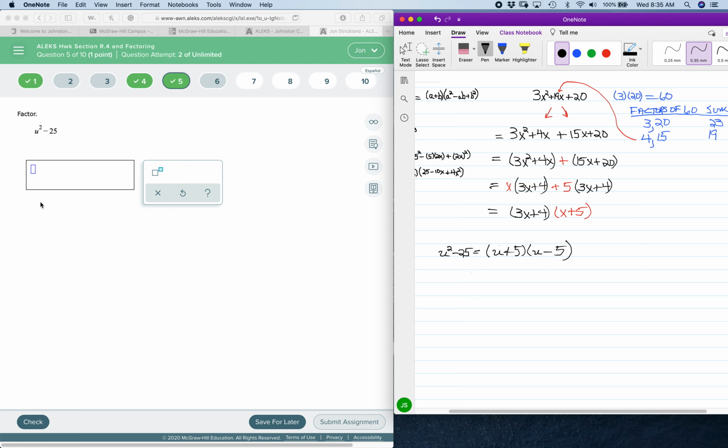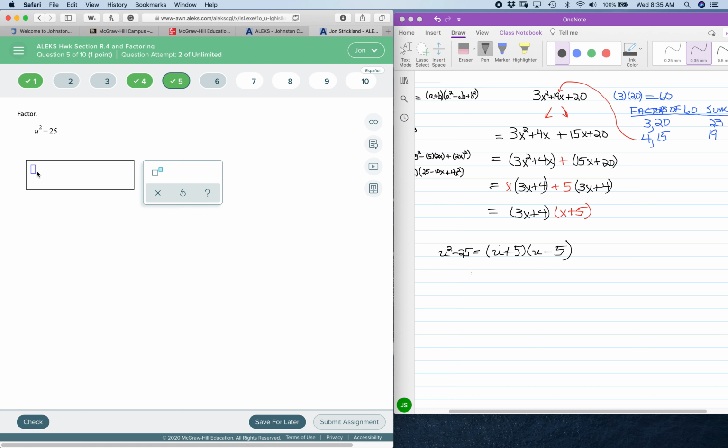And just carrying this over: the quantity of u plus 5 times the quantity of u minus 5.